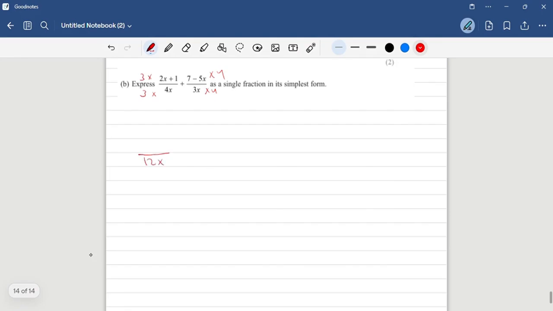Now I will expand the 3. For 2x, it will be 6x. 3 multiplied by 1 will be 3. This is plus, of course, 12x. 4 times 7 is 28. 4 times 5 is 20. Now I can collect the like terms.